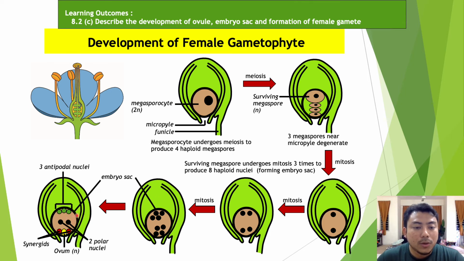Okay, so those 8 cells are divided into several types. The first one, there are 3 cells that will become the 3 antipodal nuclei. So daripada 8 sel itu, 3 akan jadi 3 antipodal nuclei, and there are 2 that will become 2 polar nuclei. Okay, and of the other 3, 2 will become synergids, and only 1 will become the ovum. Okay, but the most important cell here is the ovum. This is the egg, okay, for the female gametophyte.